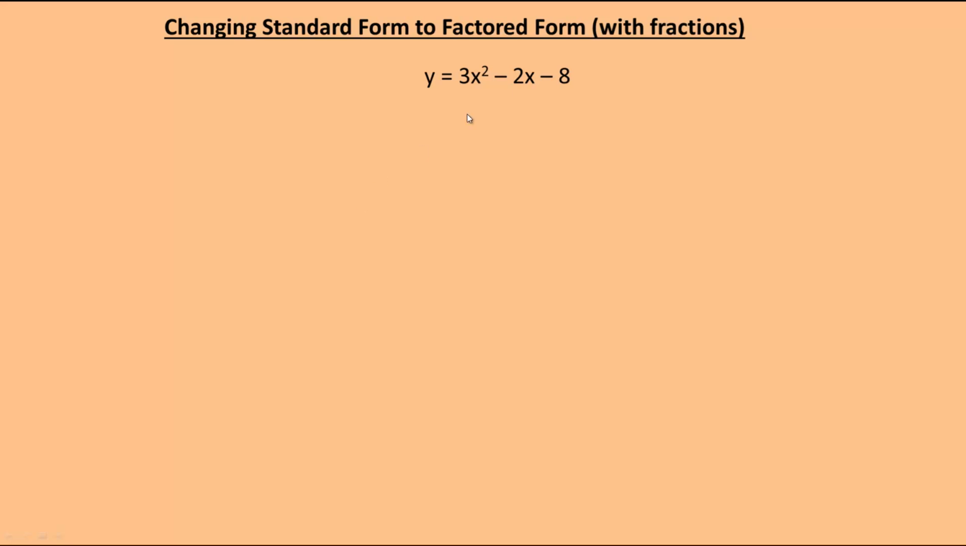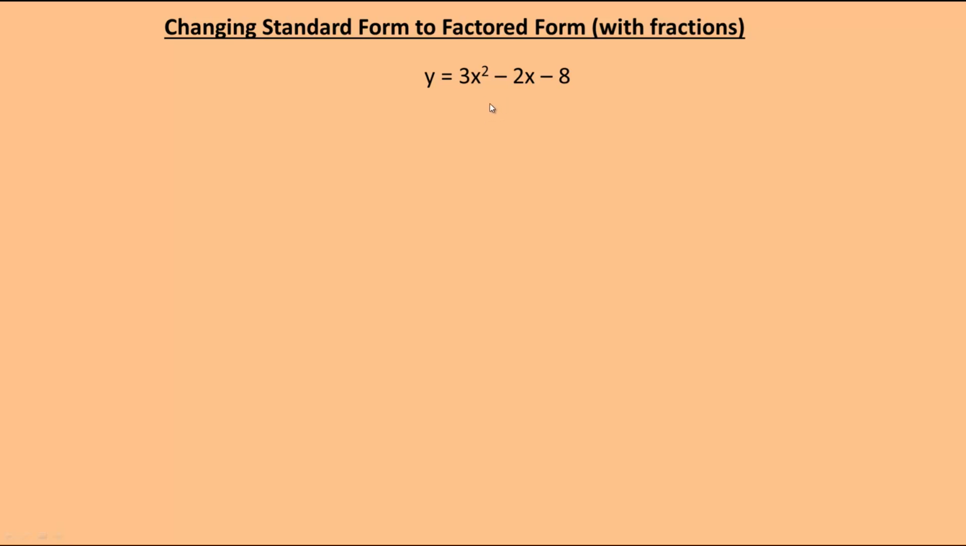In this tutorial, we're going to take a look at converting from standard form to factored form, and specifically with some fractions. There's no fractions for these coefficients, but I guess I could have done that. You're going to find that one of the x-intercepts is going to be a fraction, a rational number, and also the coordinates of the vertex will end up being similar fractions.